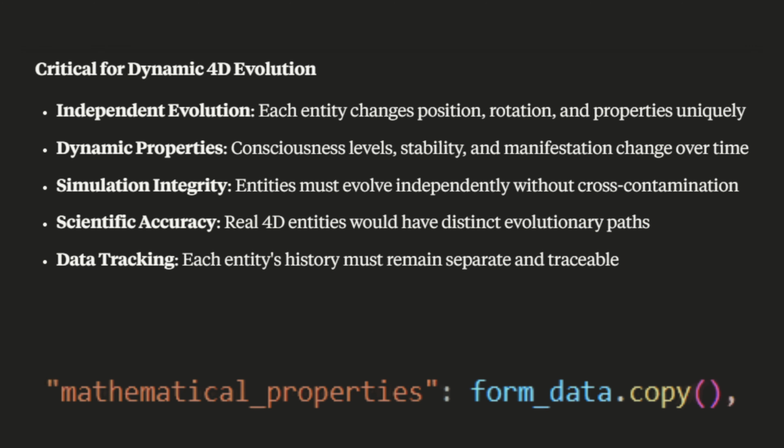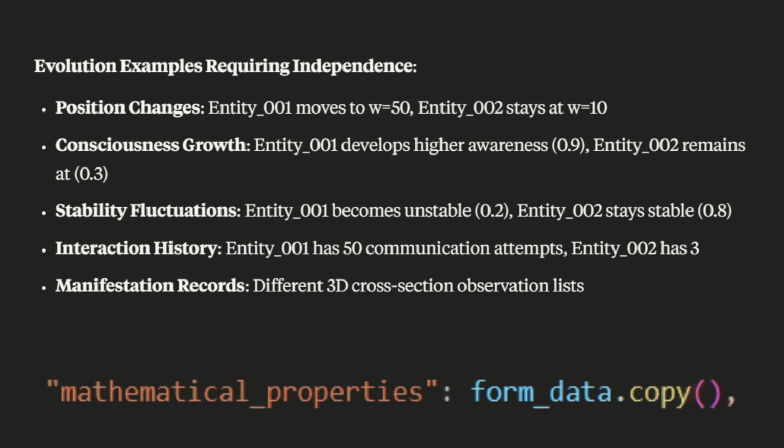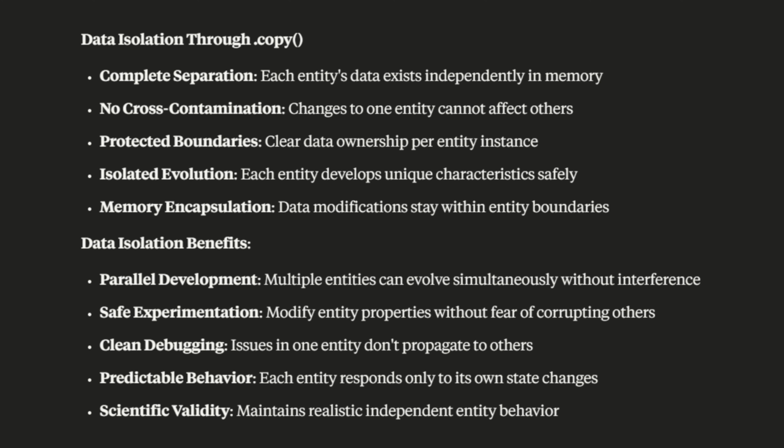Their positions change, their properties might be modified by interactions, and they need to maintain their independence. The copy method ensures data isolation and object independence. Each entity becomes a truly separate instance with its own mathematical properties.